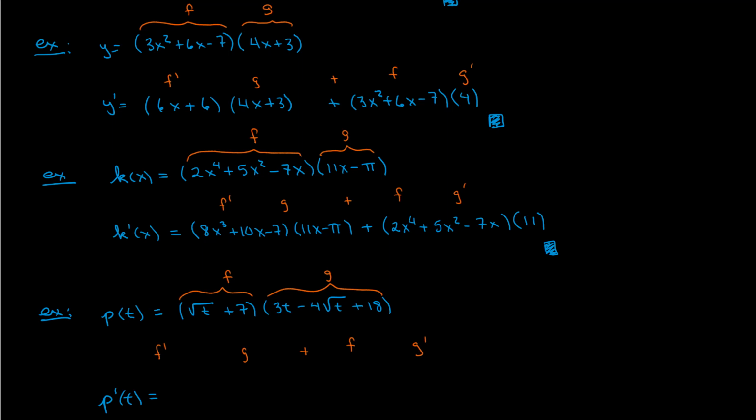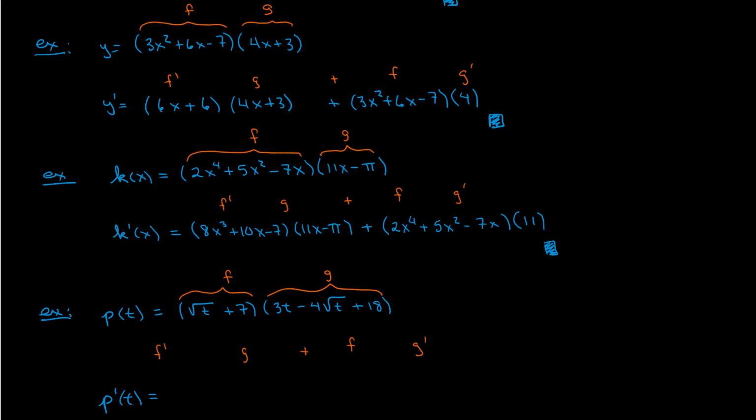First thing I'm going to do, it says take the derivative of f. Well, that's just 2x to the fourth. The derivative is going to be 8x cubed, plus the derivative of 5x squared is going to be 10x, minus the derivative of 7x is going to be 7. So here we have the derivative of f. Multiplied times that is just whatever g is equal to, the 11x minus pi. Be very careful to include the plus sign.